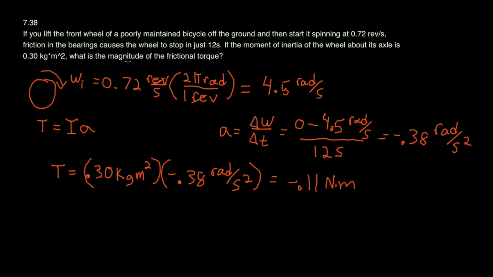But again, we're asked for the magnitude of the frictional torque, and so we just do the absolute value of that, and so this comes out to 0.11 Newton meters. So this is the torque that is required to make the wheel stop in 12 seconds, and that's 7.38.